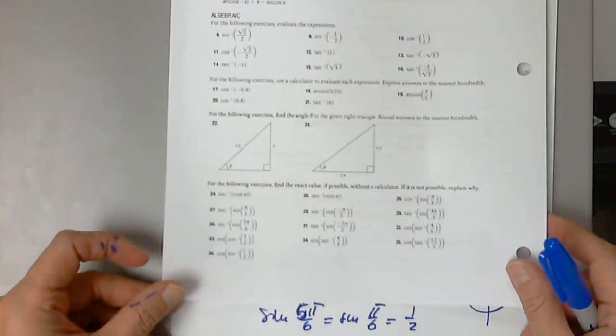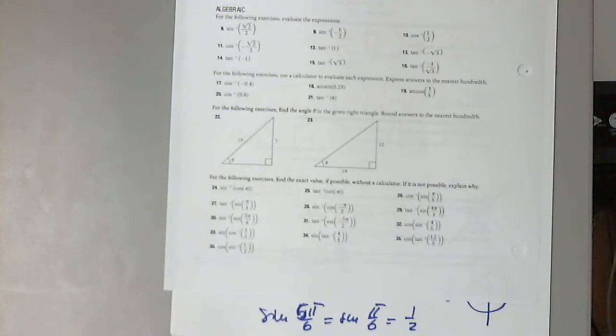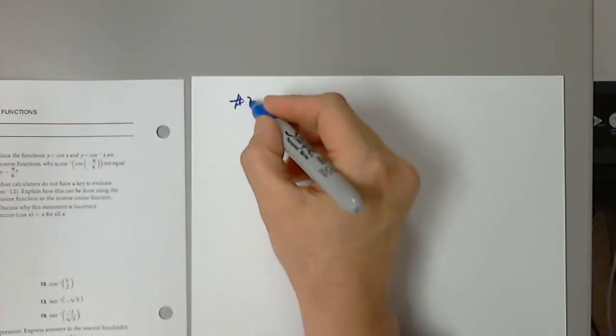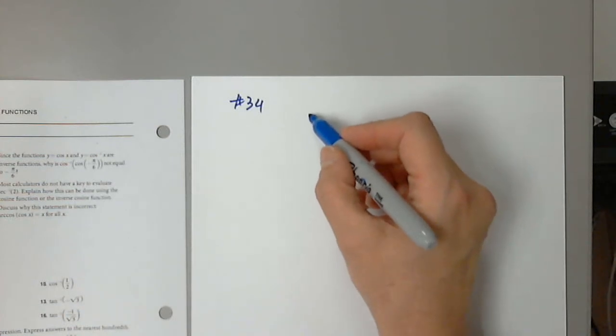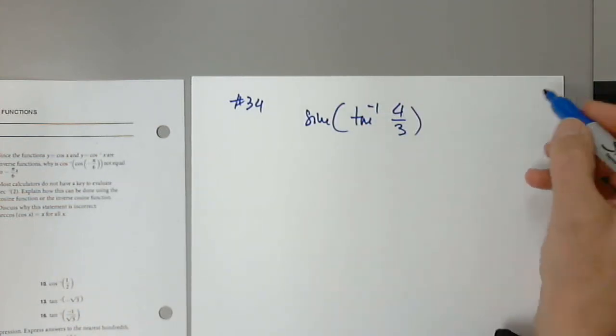Okay. Let's choose any other problem from here. Which one? 34 it is. Perfect. In 34 we have sine of tangent inverse of 4/3.